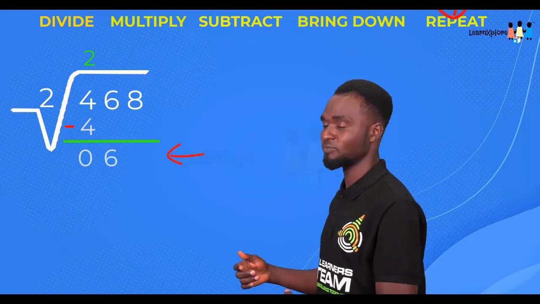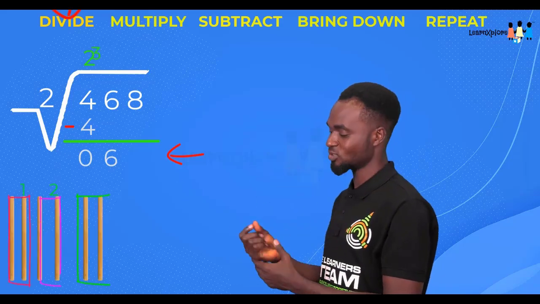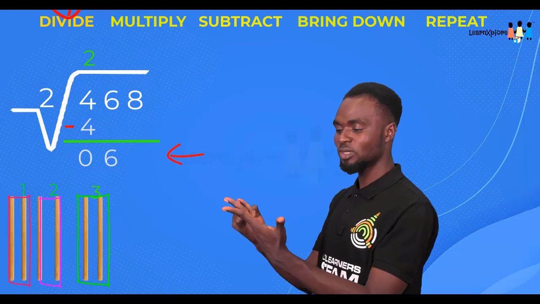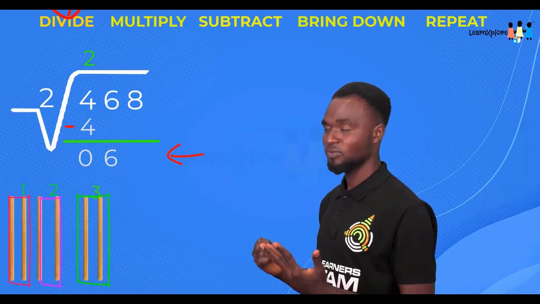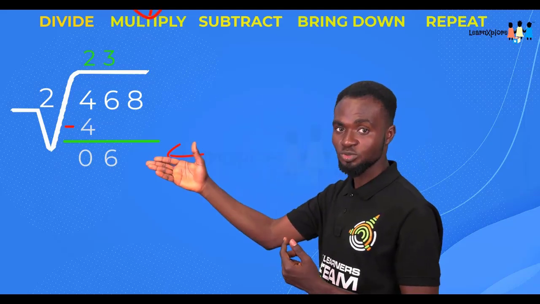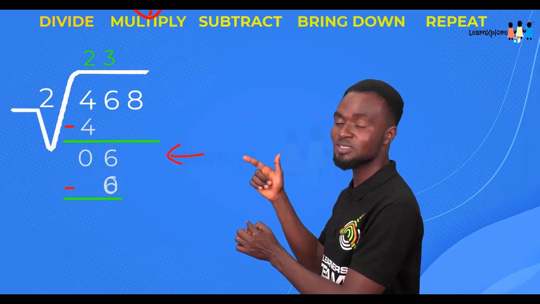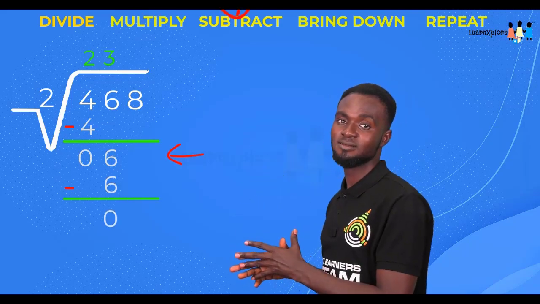I'll repeat. 2 into 6. How many groups of 2 do we have in 6? So we have 6, 1, 2, and 3. So we have 3. So you put it up and then you multiply. 3 times 2 is 6. So you write the 6 under 6. Then 6 minus 6 is 0.